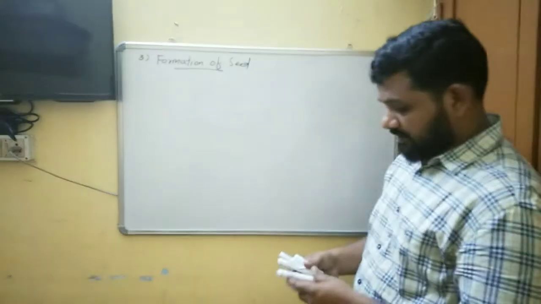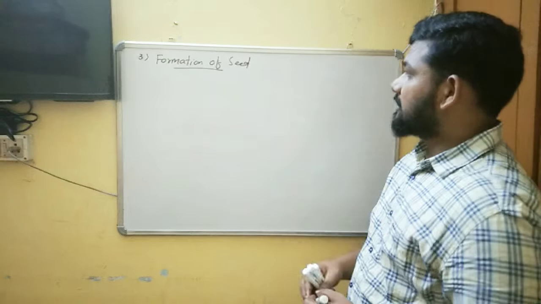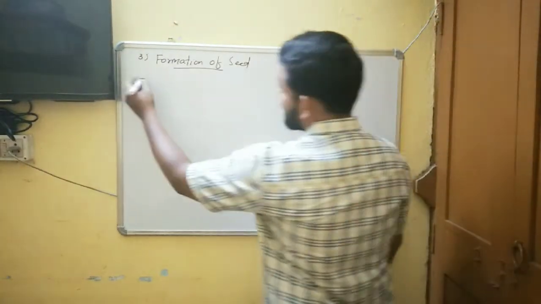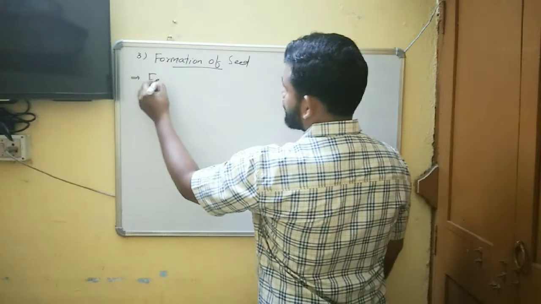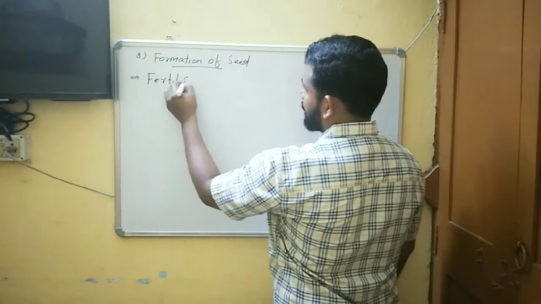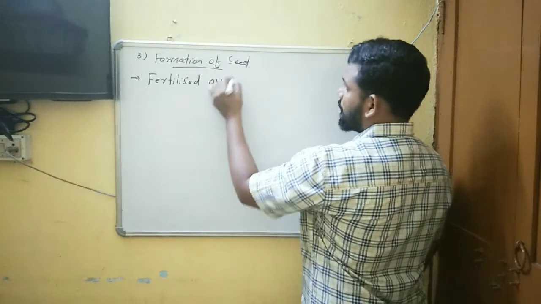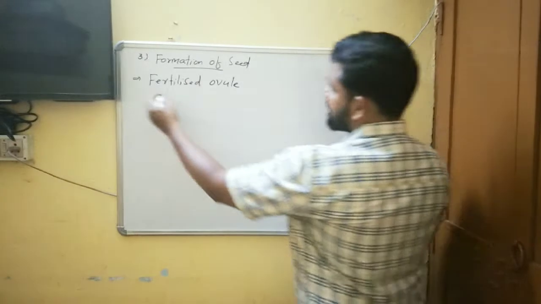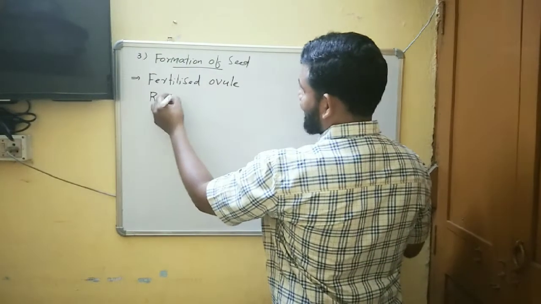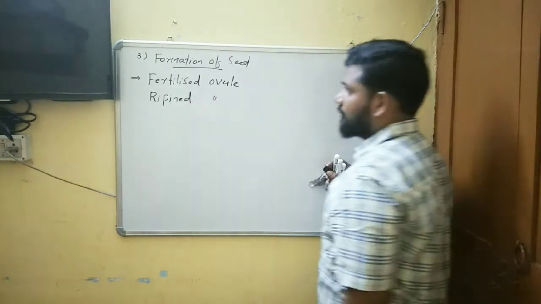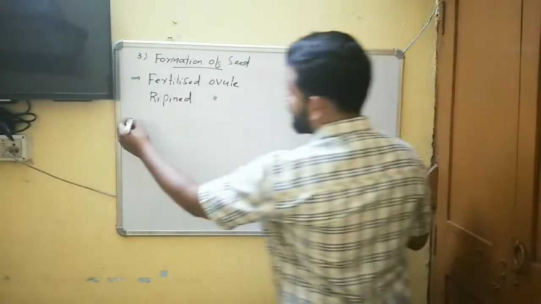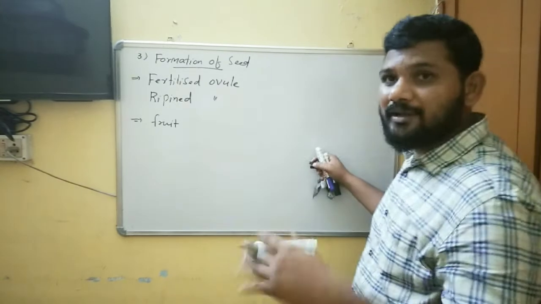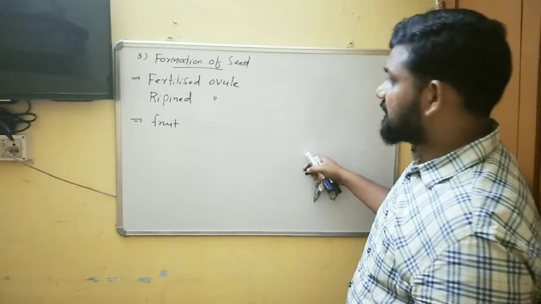Good morning students. In this video, we will discuss the next post-fertilization event, formation of seed. It is also called a fertilized ovule, because after fertilization the ovule is transformed into seed. Seed is also called a ripened ovule. Usually seeds are formed within the fruits, because the ovary is transformed into fruit and the ovule into seed. So seeds develop within the fruit.